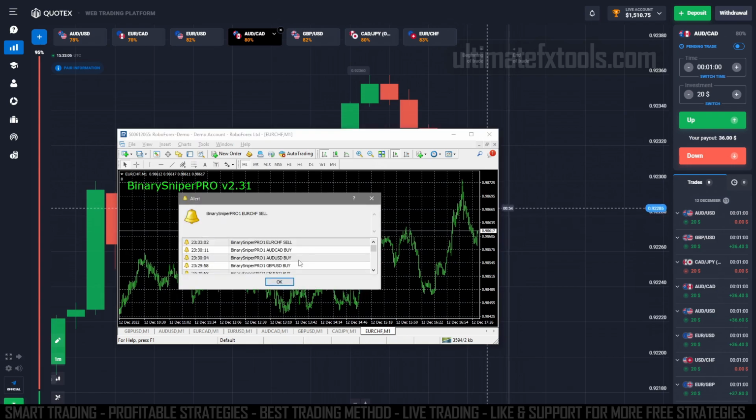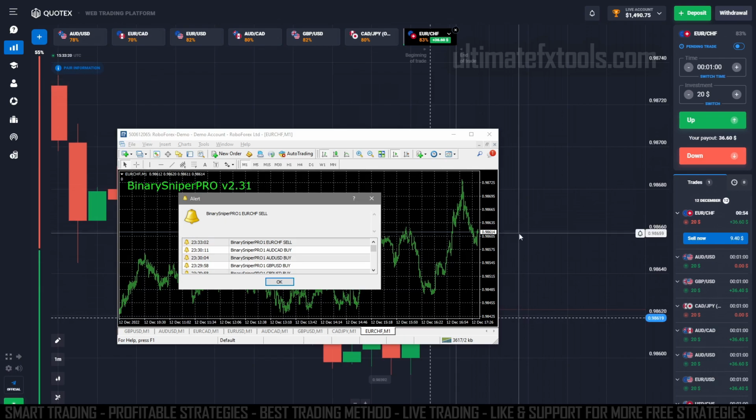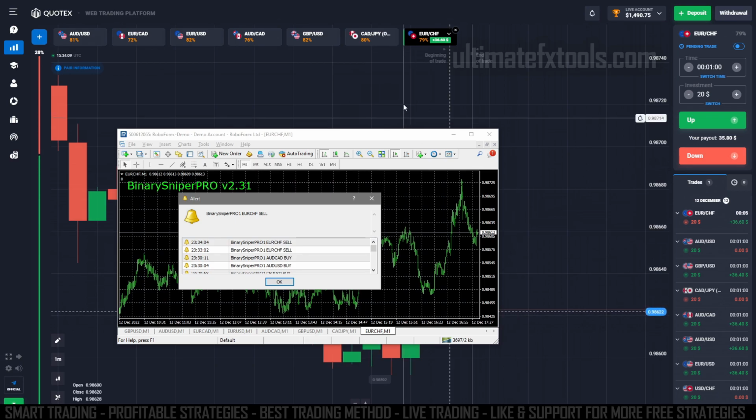Euro CHF has a sell signal. Let's go into it. Euro CHF also gives another sell signal. Let's go through it.